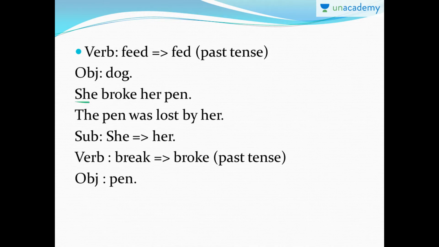Next example, she broke her pen. She is the subject, then the verb, and her pen is the object. Since they're placed in the normal format, it is an active voice. In order to put it in passive voice, we put the object in the beginning. So, the pen was broken by her. Break, broke. She changes to her, and the object is pen. Please excuse my error over here.